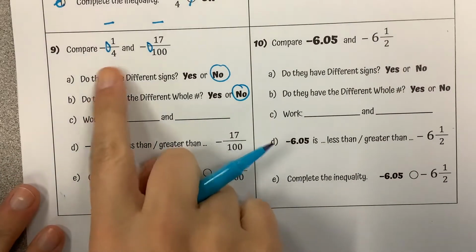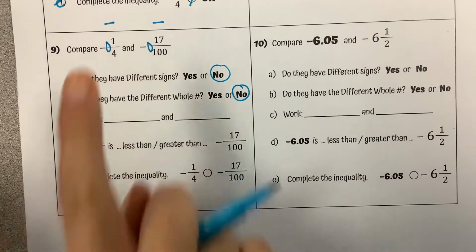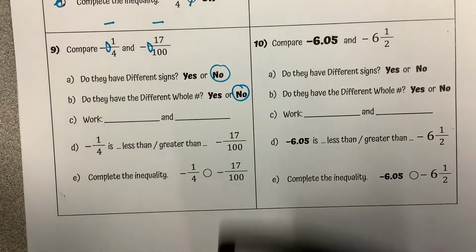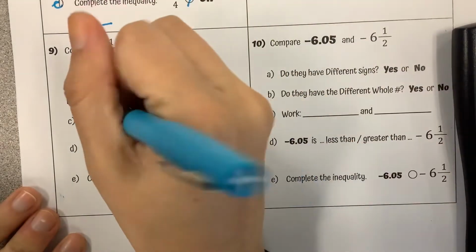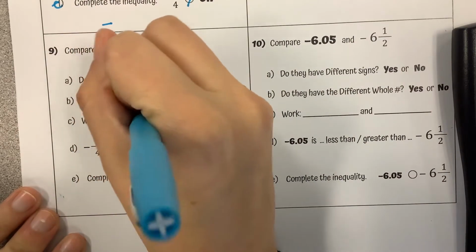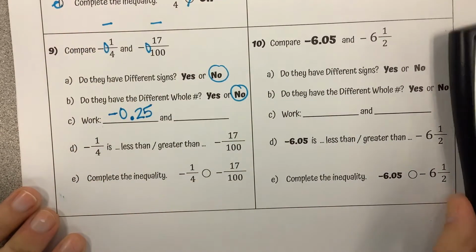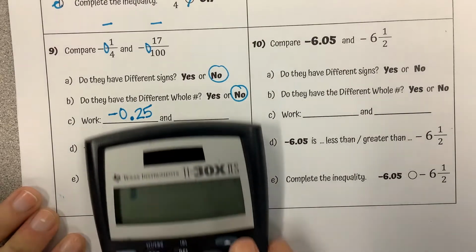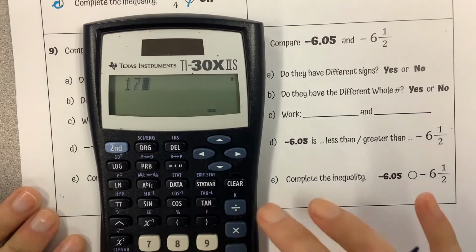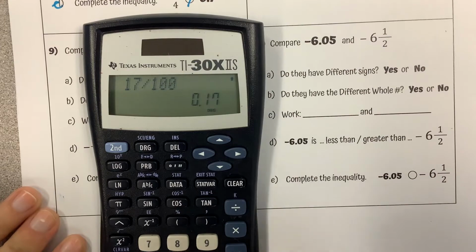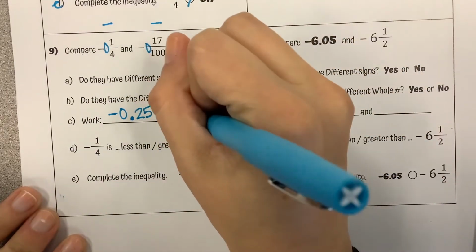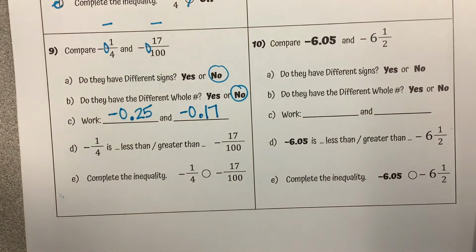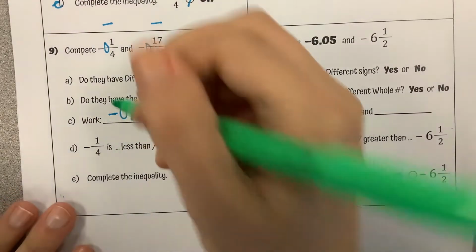So we got to do some work. We want to turn these into decimals. So I'm going to plug into my calculator. If we have 1/4, 1 divided by 4 to get the decimal, 0.25. And remember, it's negative, so negative 0.25. Now we're going to do the same thing for 17/100. I'm going to do 17 divided by 100. And we should get 0.17, but it's negative, so negative 0.17.